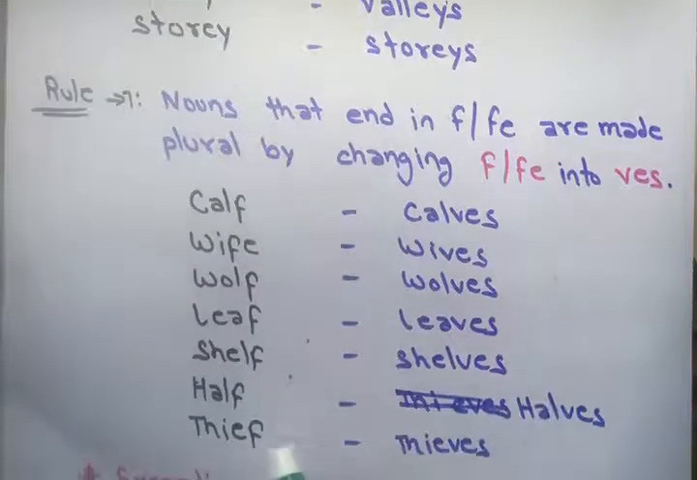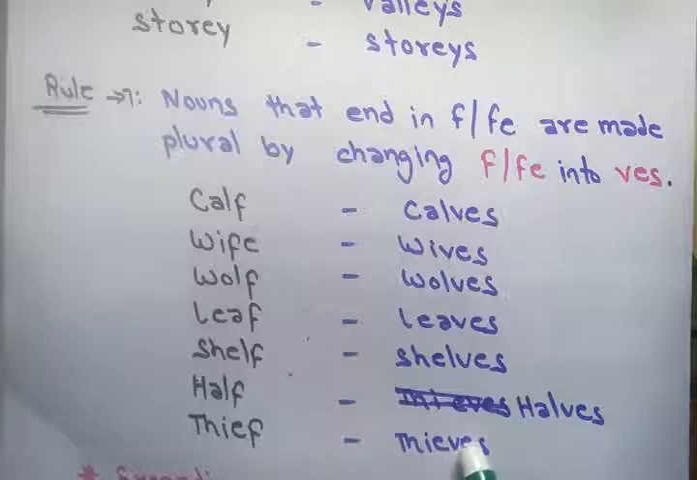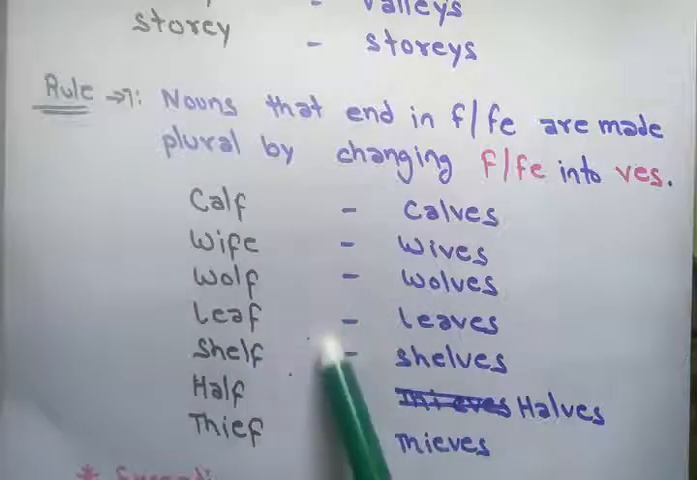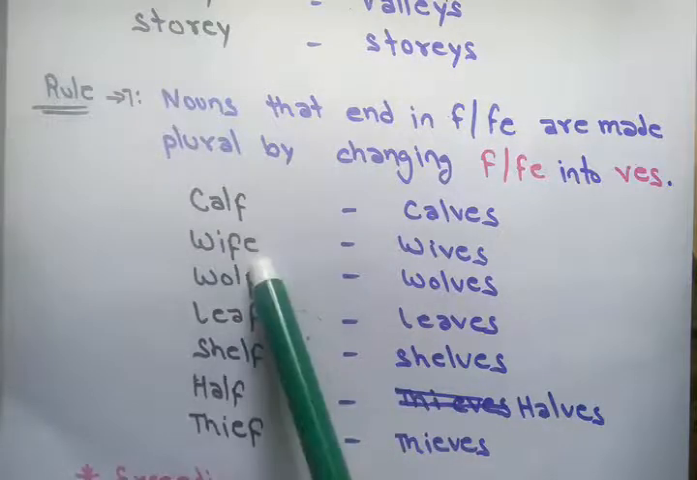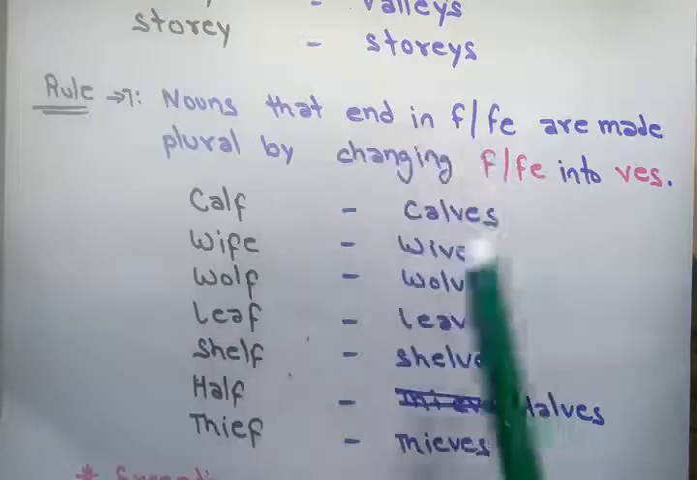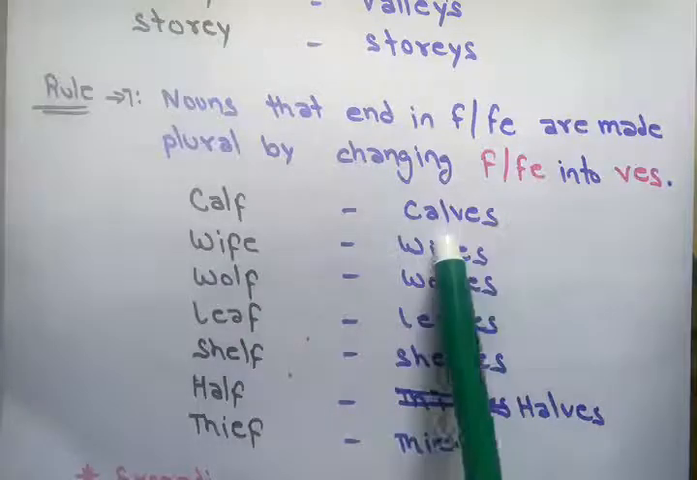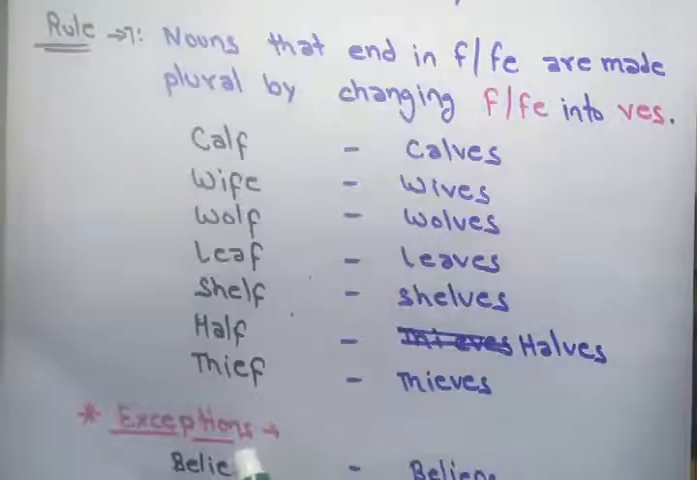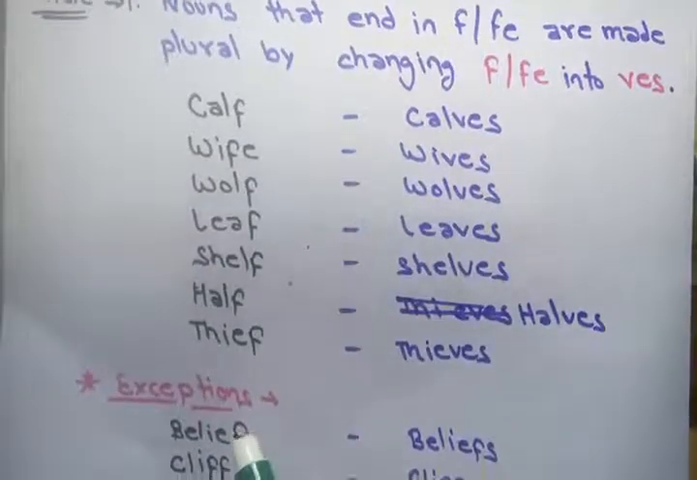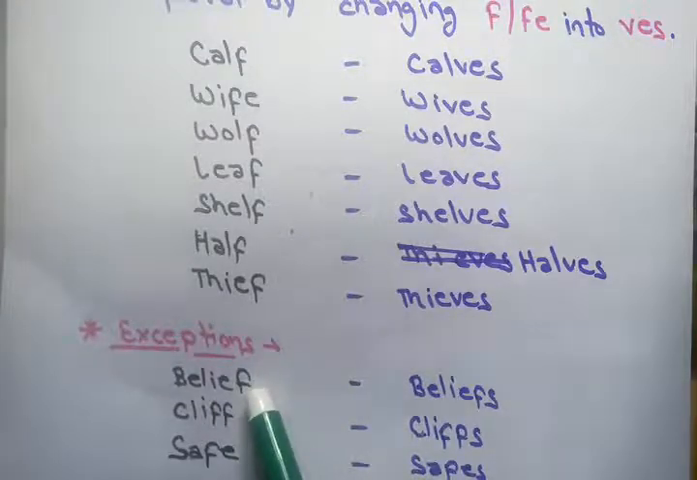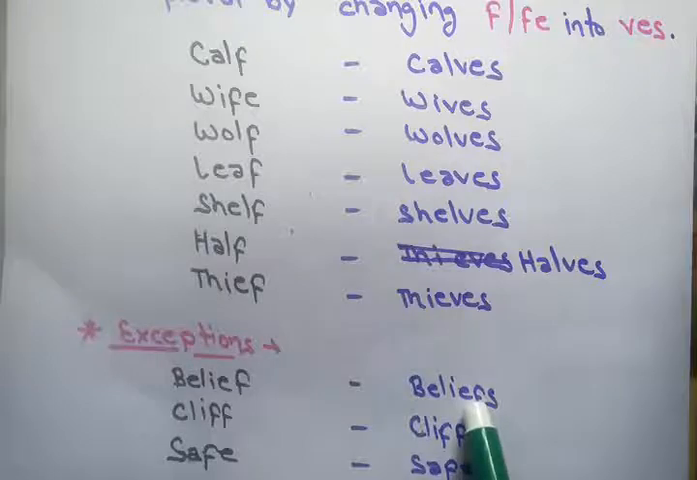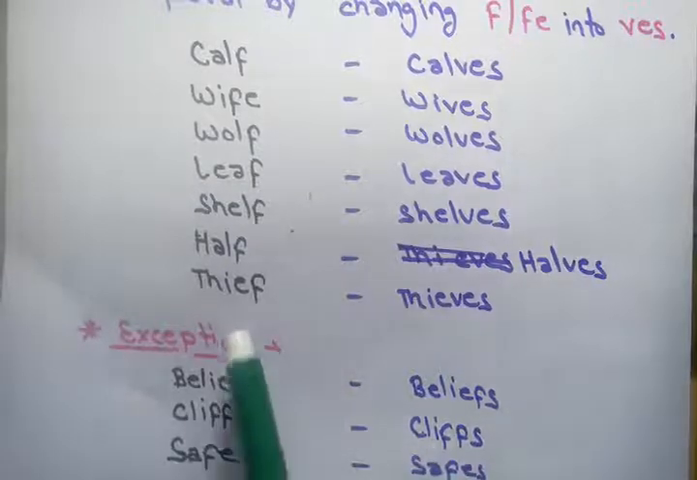Half, halves. And thief, thieves. So after lf or ef, we remove f and add ves here. And there are some exceptions for these types of nouns. Belief, beliefs: here we keep f but use s after f. Cliff, cliffs. Safe, safes. So these are some exceptions.